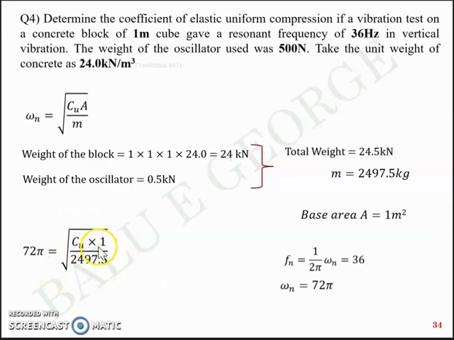So the only unknown in this equation is Cu, which when solved will give you a value of 1277 into 10 raised to 5 Newton per meter cube. Again, like any numerical problem, you'll have to work it on your own and try to see if you're getting a similar answer.